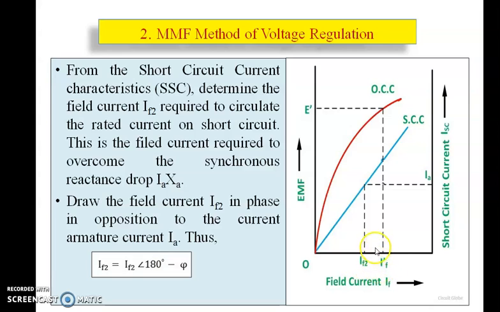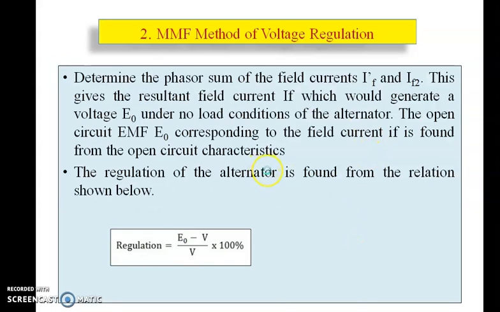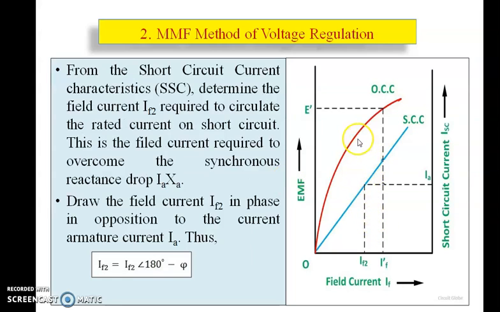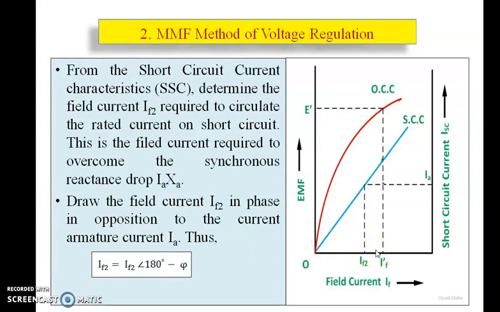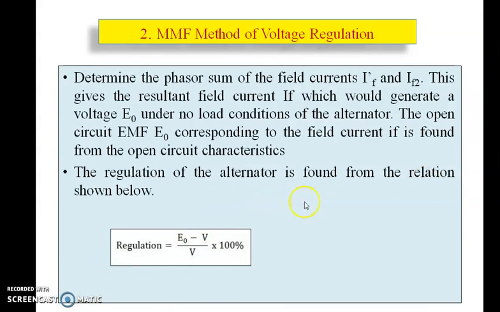And for this 0.45, whatever value you get from the OCC, just measure that particular voltage, and respectively you can calculate the value of the regulation. For the 0.45 field current, take the corresponding voltage from the OCC, and you will get the regulation. The regulation of an alternator is found from the relation, as you know, regulation equals E0 minus V divided by V into 100%. This is the second method, the MMF method for voltage regulation.